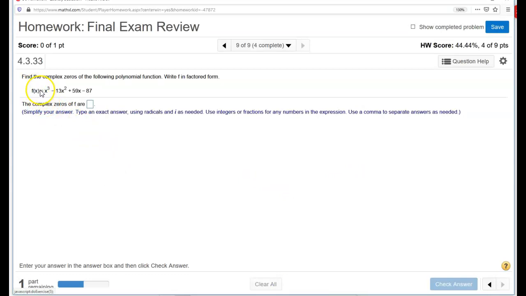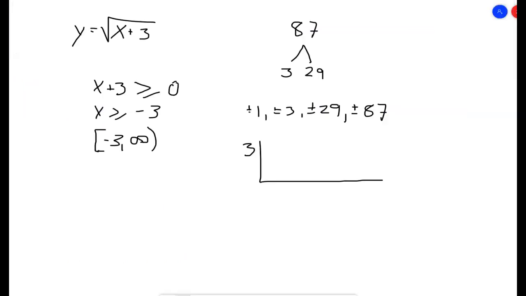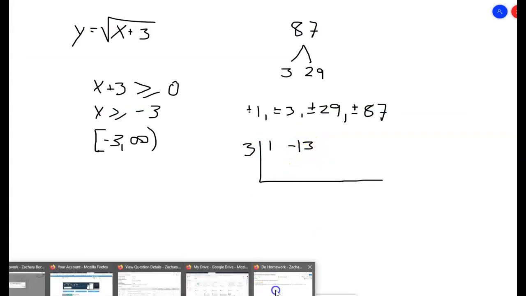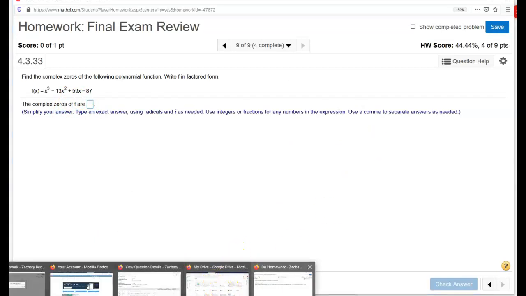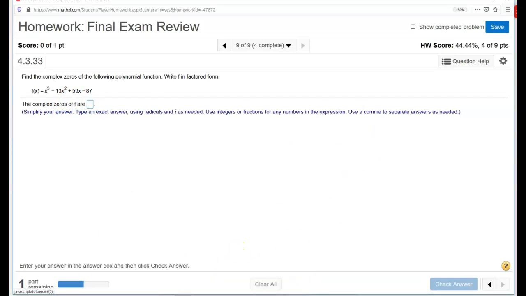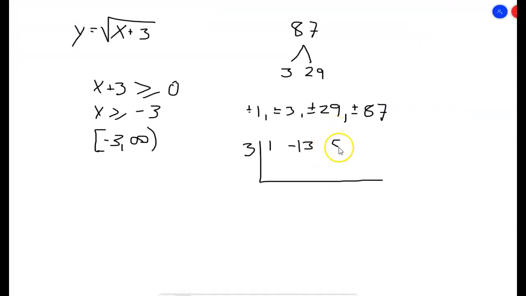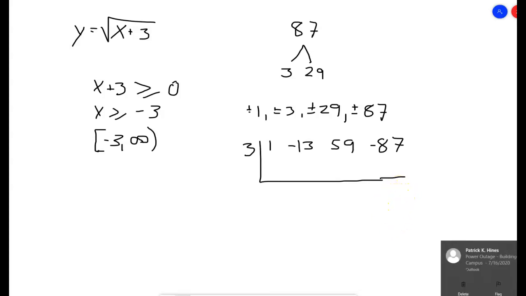So now I put down the coefficients. So that's 1, -13. I can't remember 4 numbers in a row anymore. 1, negative 13, and the other two were 59 and negative 87. All right, so I should get a 0 at the end here. If I didn't, then I did something wrong.